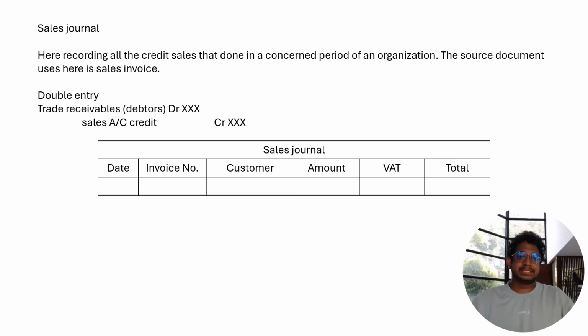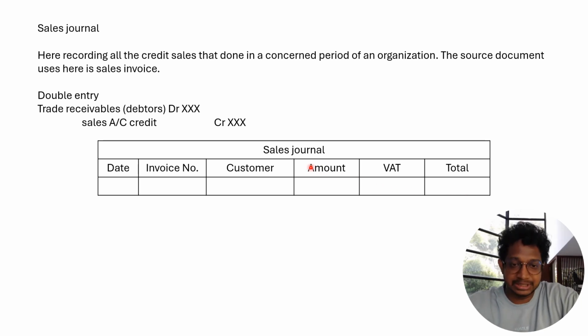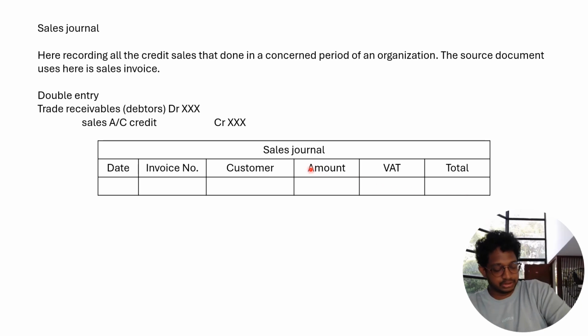And the sales journal. Here we are recording only the credit sales. So you have to identify credit sales from the sales invoice. And if it is a VAT registered business, there are extra columns, VAT and total. If not, just the amount. Okay, so the total you have to debit to trade receivables, which means debtors, and credit to the sales account.